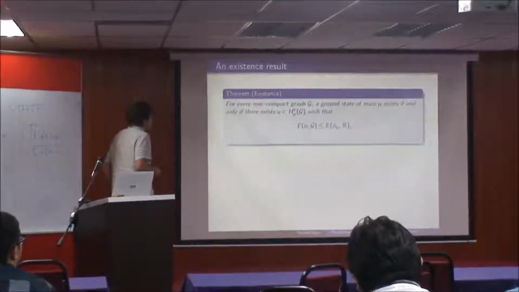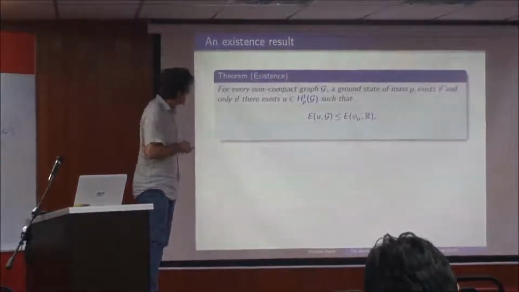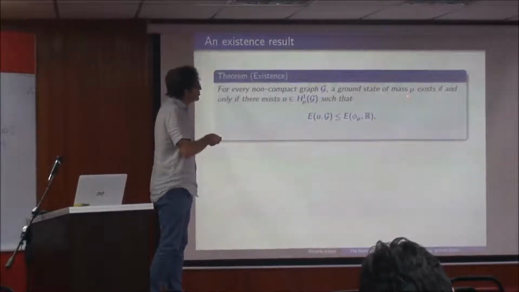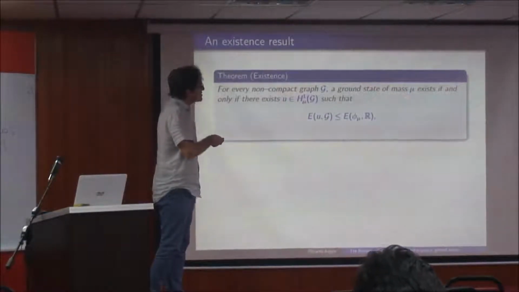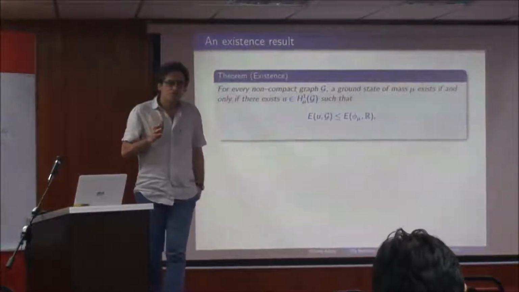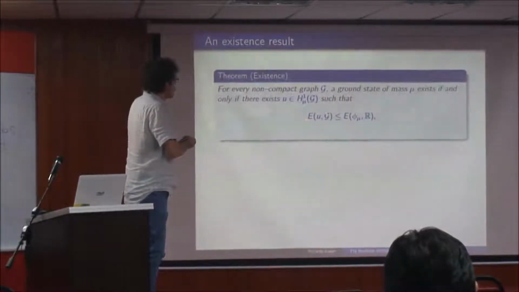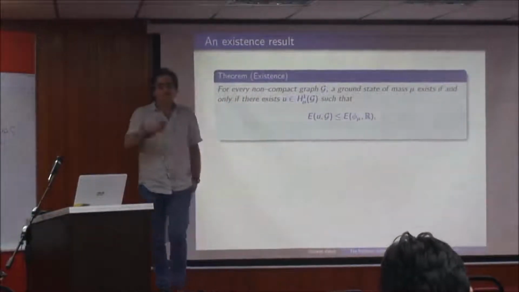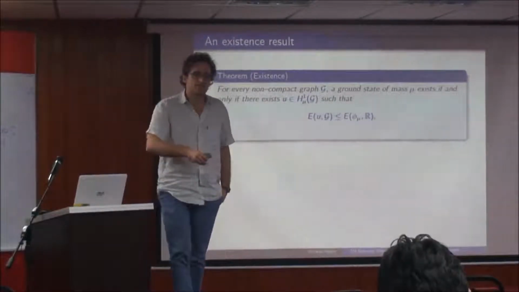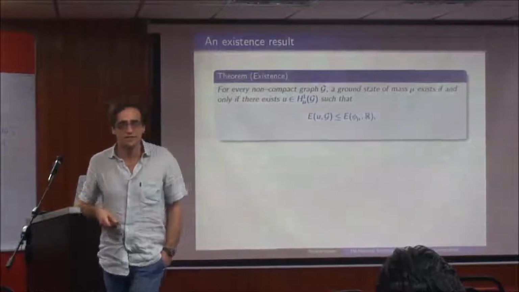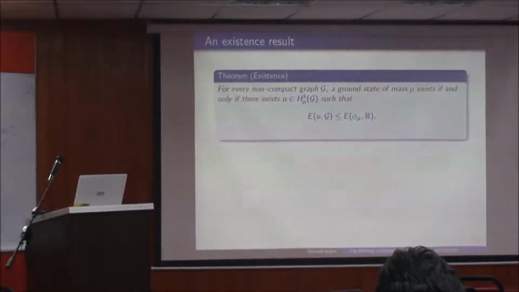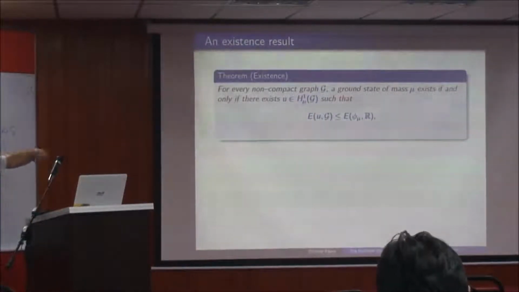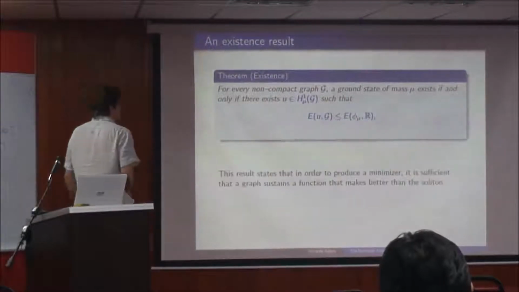The first theorem here is an existence theorem, and it says the following. Take a non-compact graph, and then in order to establish the existence of a ground state, it is sufficient to find a function u whose energy is less than or equal to the energy of the soliton. Okay? If there is a function whose energy is equal or less than the energy of the soliton, then there is a ground state. This looks quite easy. Try any function until you find a function which is better or equal to a soliton.